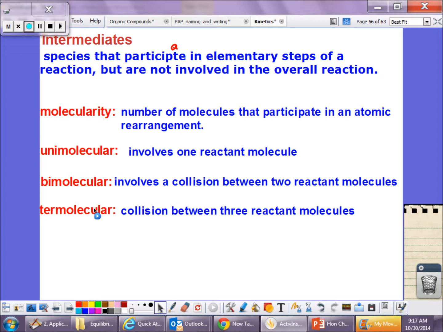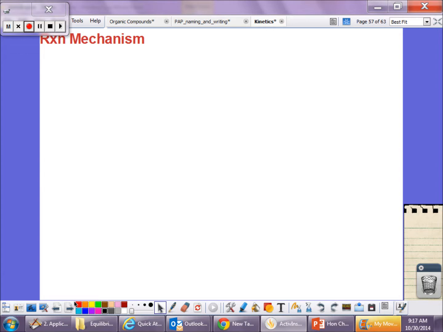Having 3 molecules colliding simultaneously. Okay, collision between 3. This really does not happen, or higher is even worse. You can have one reactant that will decompose. You can have 2 molecules colliding at the same time, but having 3 molecules colliding at the same time is very, very rare. So on the quest, when they ask you which one you will have, you can definitely choose the unimolecular and the bimolecular.